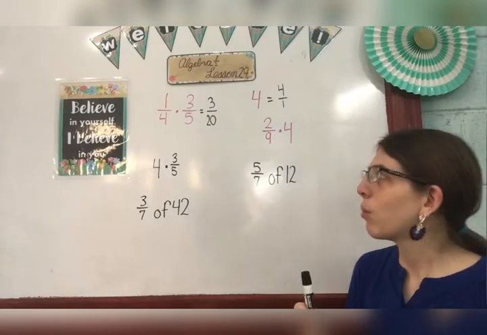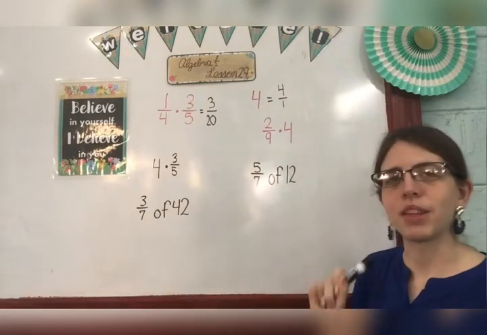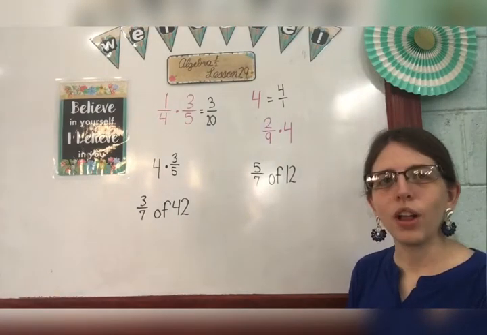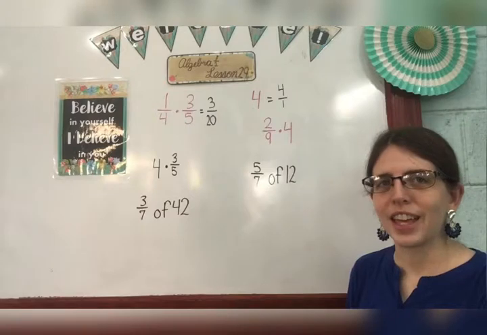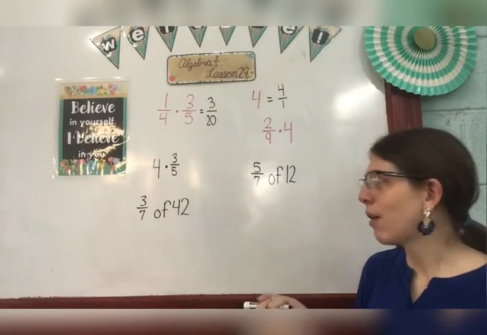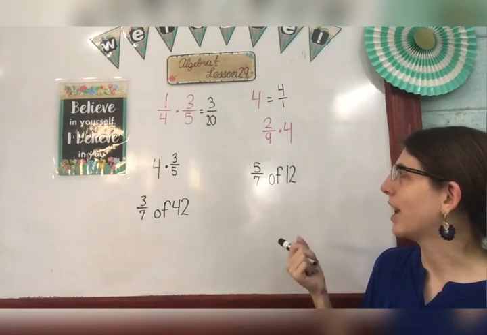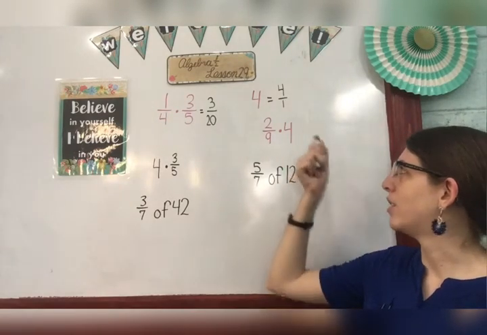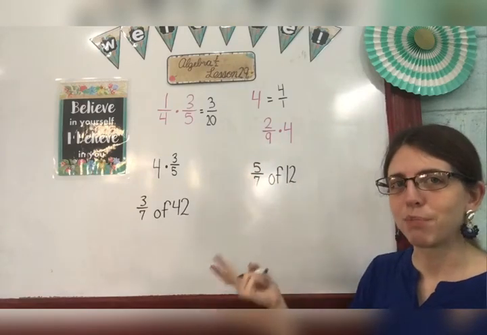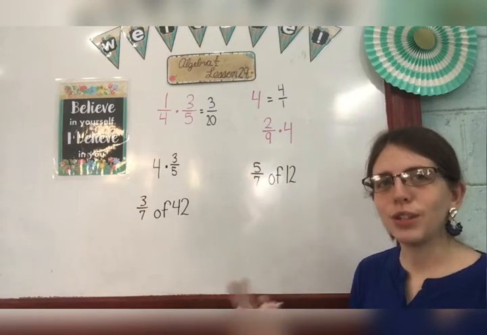That's important when you have something like this. 2/9 times 4. Well, how are you supposed to do that? Can you multiply just like that? Well, not quite, because how would you know what you multiply by? Do you multiply the 4 by the 2 or by the 9? Fractions have a top and a bottom, but not a middle. So what do you do with that?